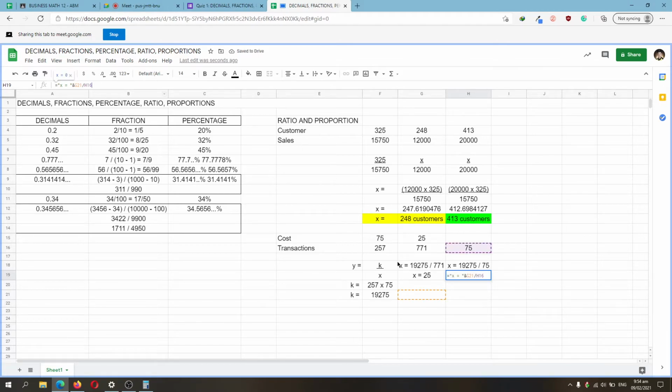Ano yung magiging sagot natin? So, that is 19,275 divided by 75. So, as you can see, 257. So, nag-increase yung cost, nag-decrease yung transaction. So, yan yung ating mga answer.